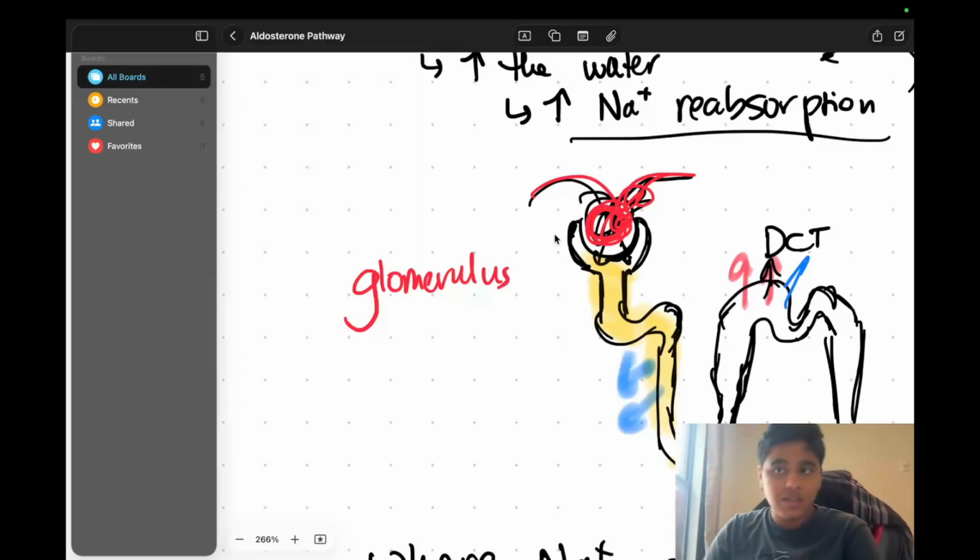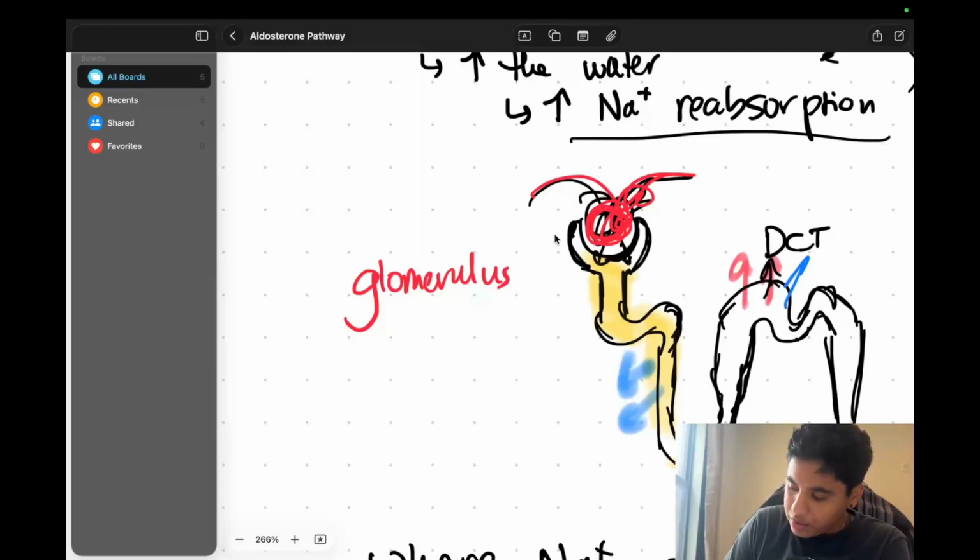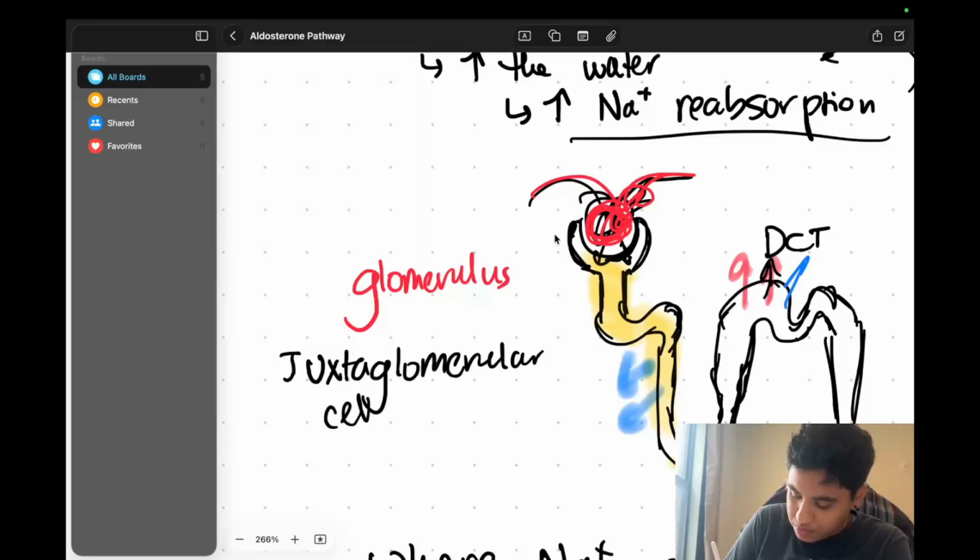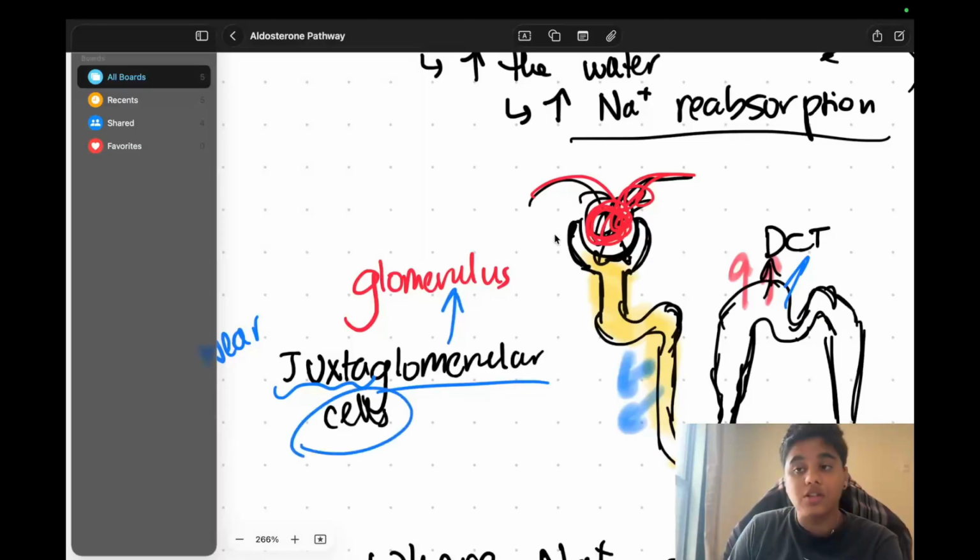Near this tuft, near the glomerulus, are these cells called juxtaglomerular cells. Now, if you have a little bit of Latin under your belt, this is going to sound pretty self-explanatory. So, juxta means near, right? Glomerular, glomerulus, and cells. So they're just cells that are near the glomerulus.